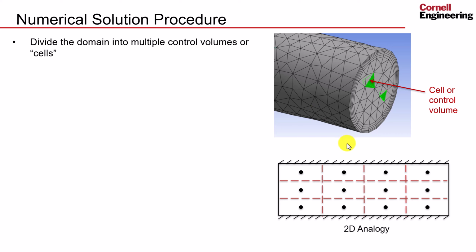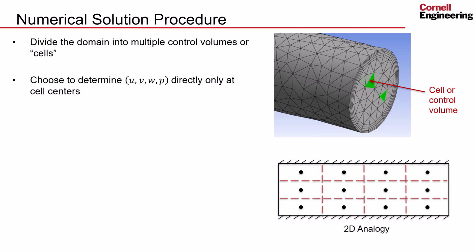Since the domain is 3D, the control volumes will be 3D as well, as shown in the cells highlighted in green here. To simplify this for the explanation, we can instead consider an analogous 2D geometry shown here.